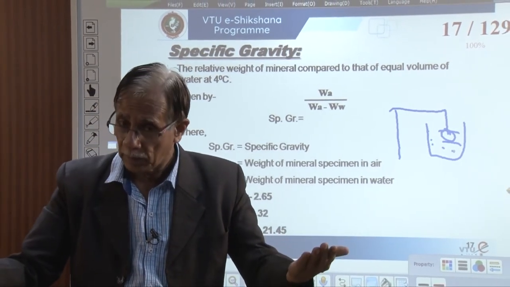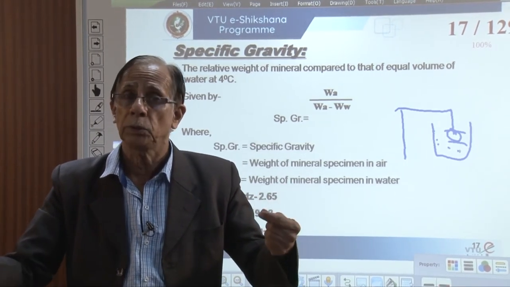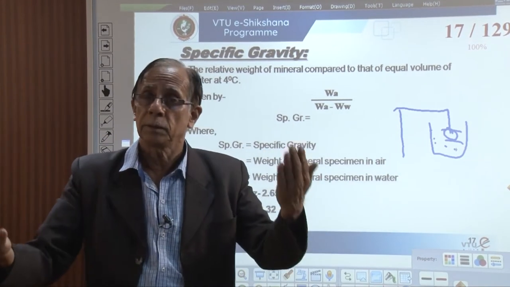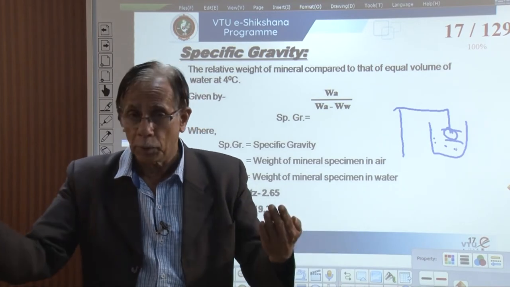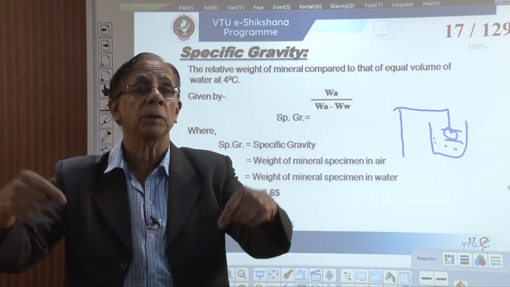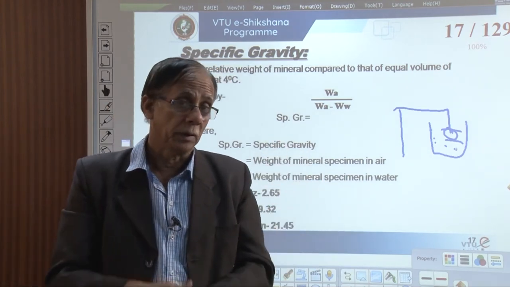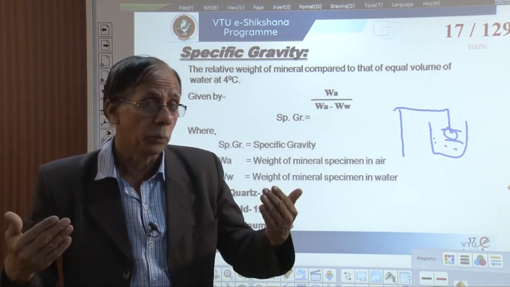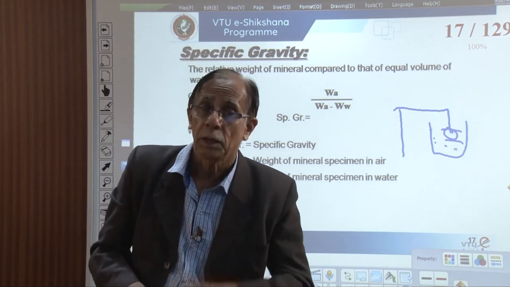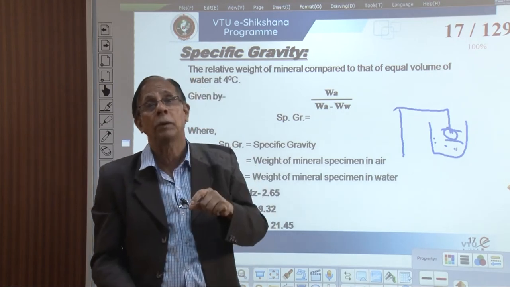It means specific gravity alone will not help us to distinguish several minerals. Barite is light colored, hematite is dark colored. Therefore, along with the specific gravity, I also use color. I have to apply both of these and try to identify. Thus, it becomes easy for us to identify.